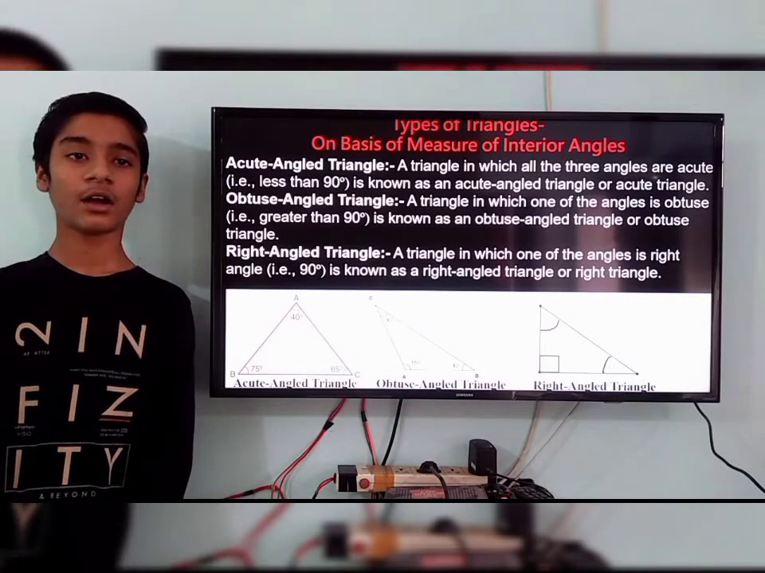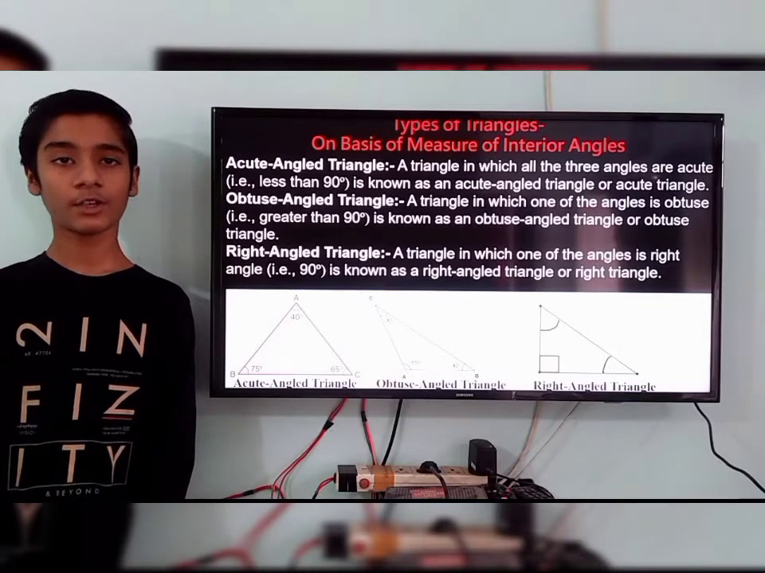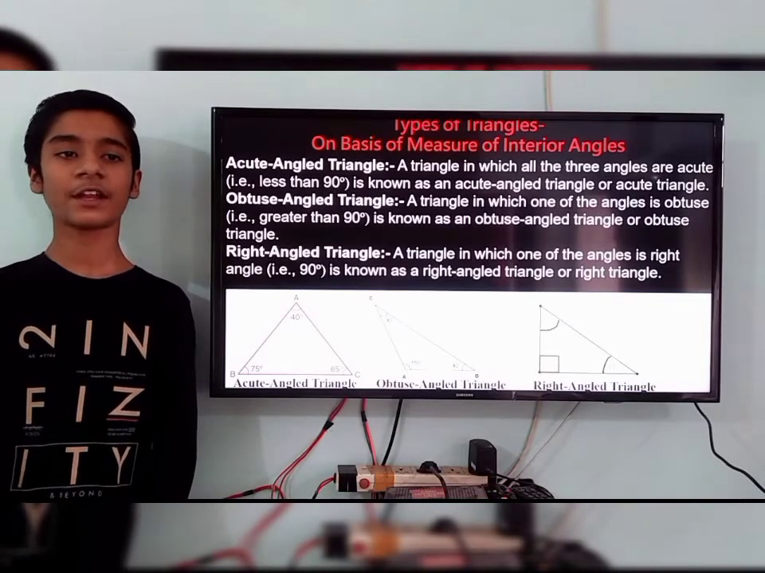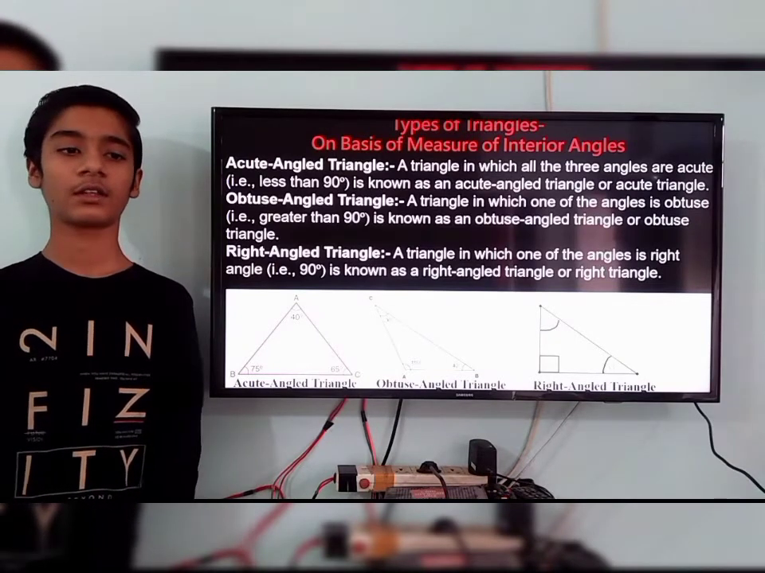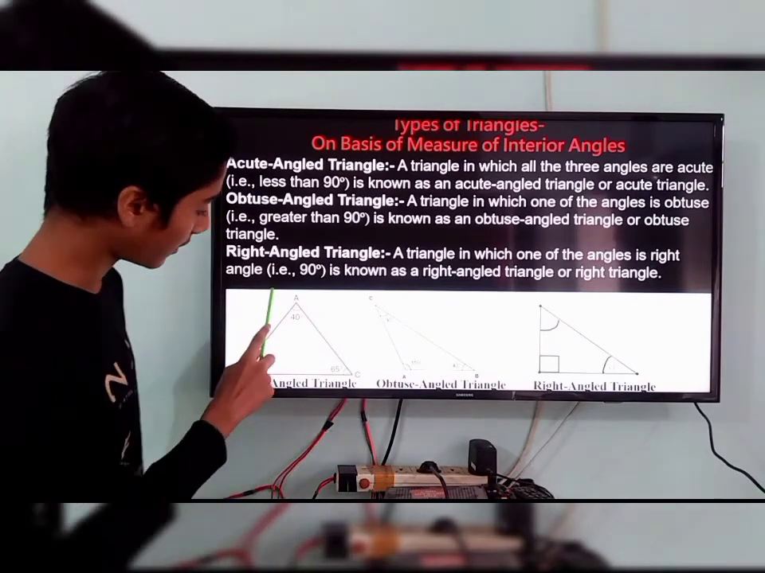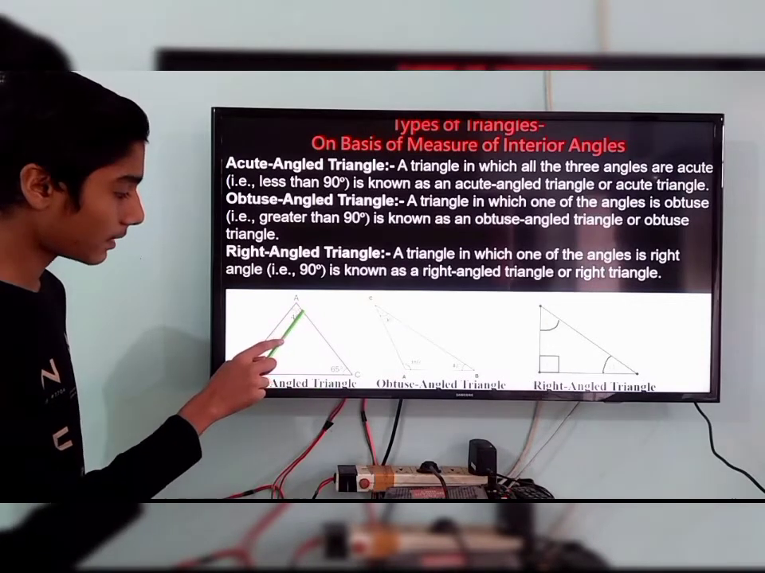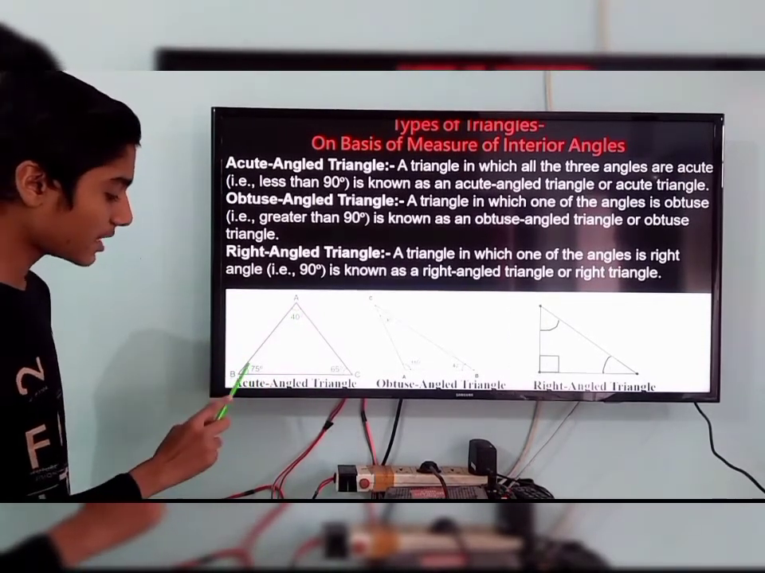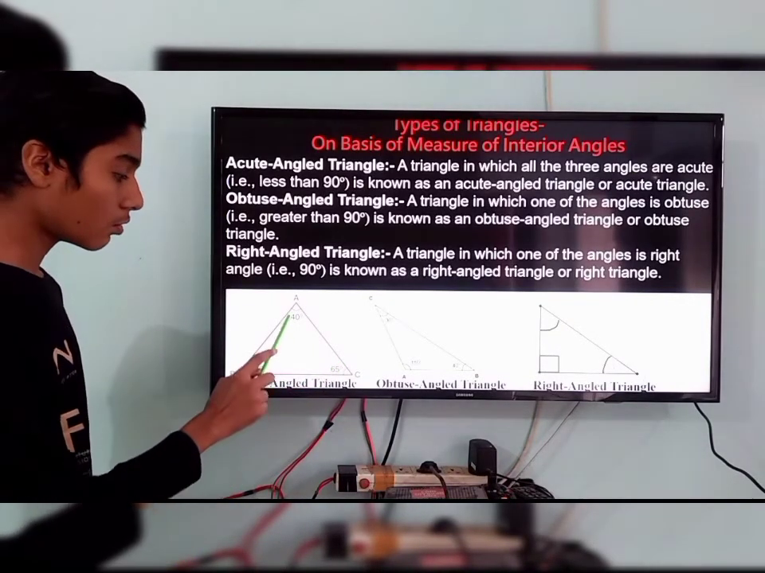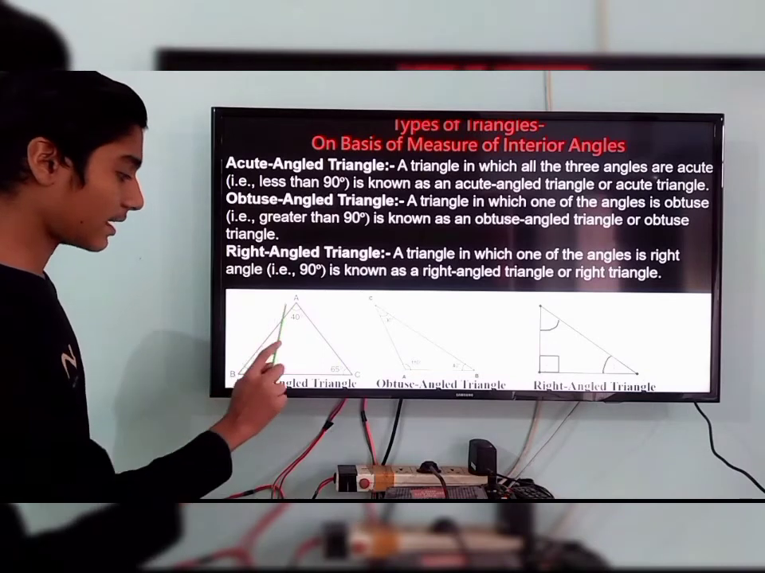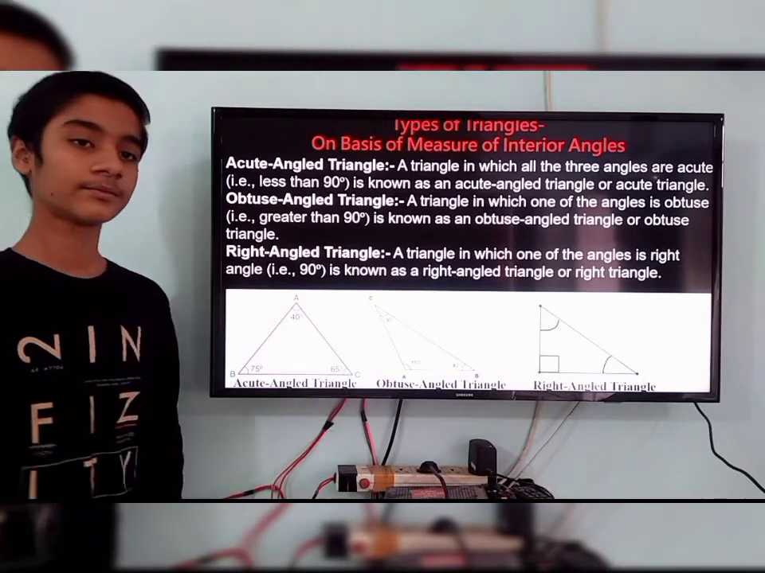Acute angle triangle. A triangle in which all three angles are acute, that is less than 90 degrees, is known as an acute angle triangle or acute triangle. Now let's see the figure. In triangle ABC, angle A is 40 degrees, angle B is 75 degrees, and angle C is 65 degrees. So all the angles are less than 90 degrees. Therefore, it is an acute angle triangle.